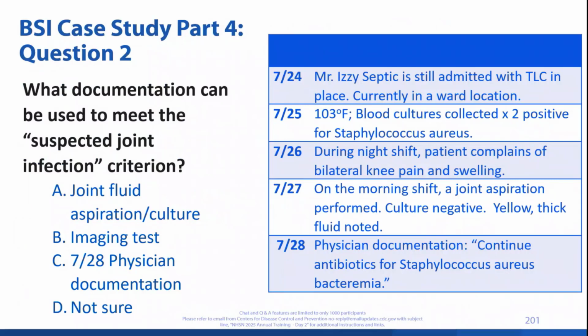So the next question, what documentation can be used to meet the suspected joint infection criterion? A, the joint fluid aspiration and culture, B, the imaging test, C, the 7/28 physician documentation, or D, not sure.